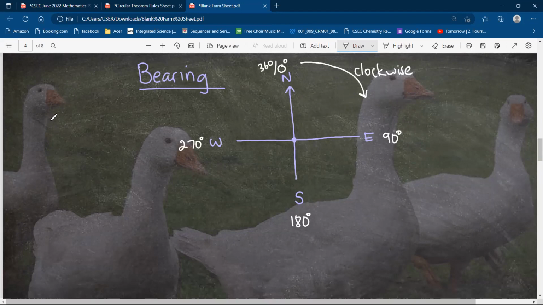So if I ask you to turn on a bearing of 152 degrees, 152 degrees will be in between what? North and east, east and south, south and west, or west and north? Which two directions would 152 be in between? Correct. A lot of people are getting it correct because 152 is in between 90 and 180.